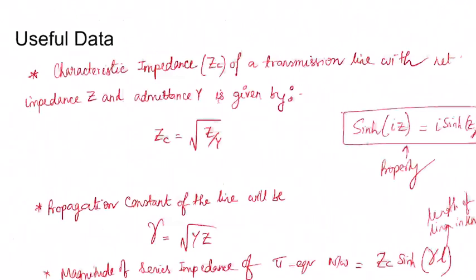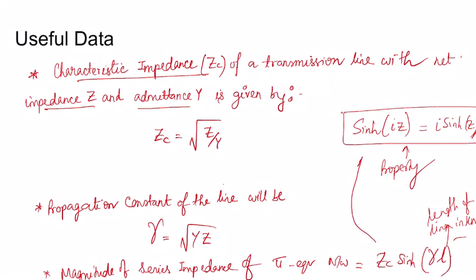For useful data, you need to know that the characteristic impedance of a transmission line with series impedance Z and admittance Y is given by ZC equal to root over Z by Y, and the propagation constant gamma is given by root over Y into Z. Now the magnitude of series impedance is given by ZC sinh gamma L, where L is the length of the line in kilometer and gamma is the propagation constant.